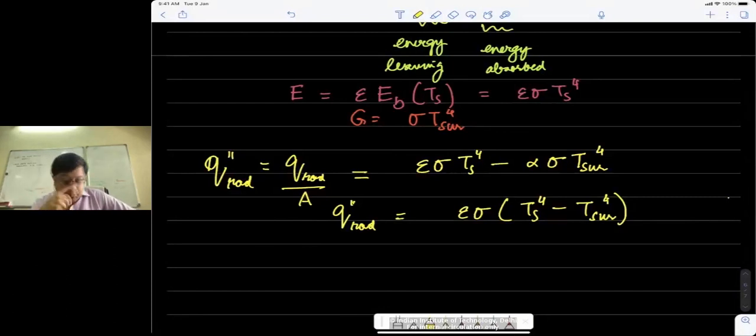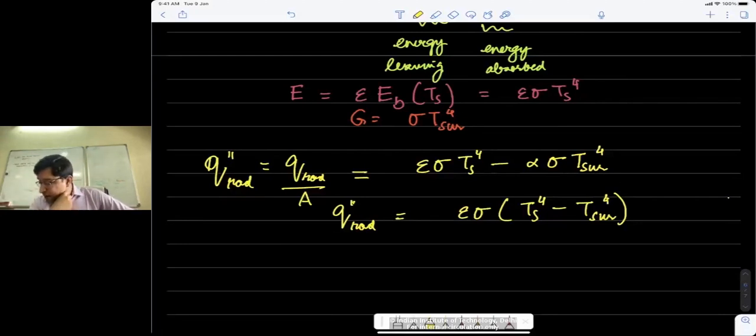Do keep in mind that when we write this equation, we are actually saying that this is the net rate of radiation leaving the surface that we're dealing with, the surface at Ts. So clearly, this must be the net rate of heat being absorbed by the surroundings. There is no loss. Whatever the surface gives away, the surroundings must be absorbing this much radiation.